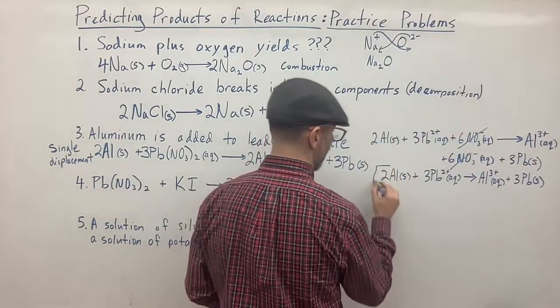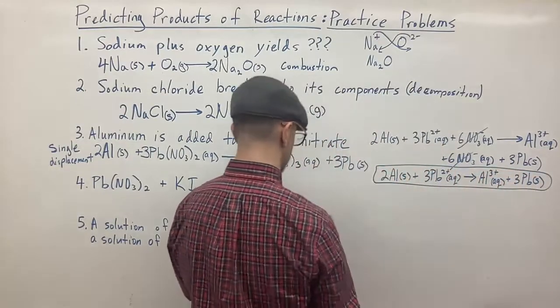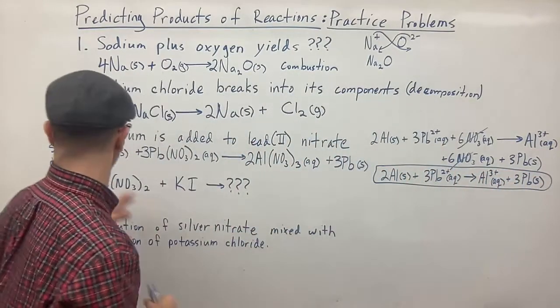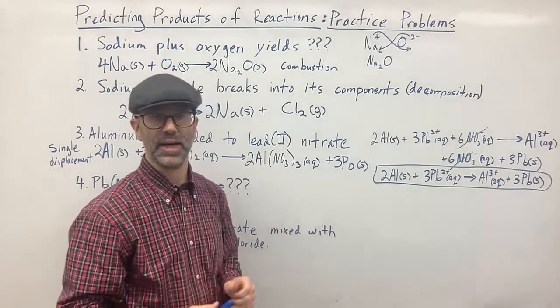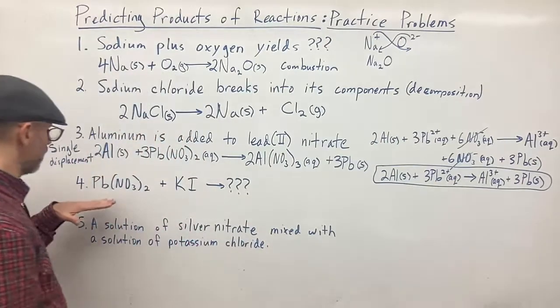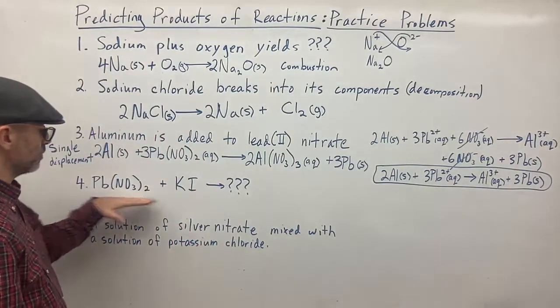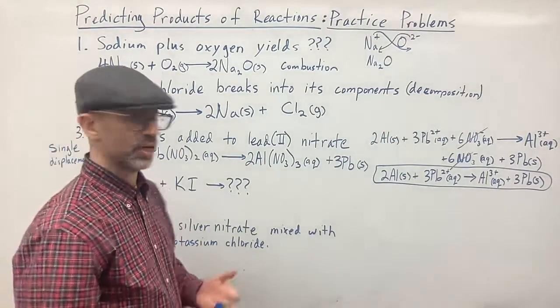So this would be our final equation for the reaction. And again, this is a single displacement or single replacement reaction. Okay, what's next? So we have PbNO3 and KI, potassium iodide. So what are we going to do here?